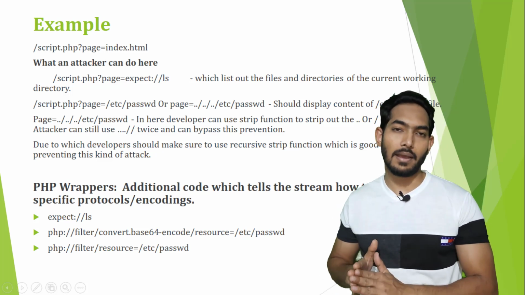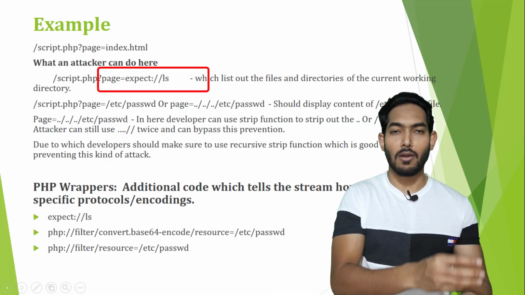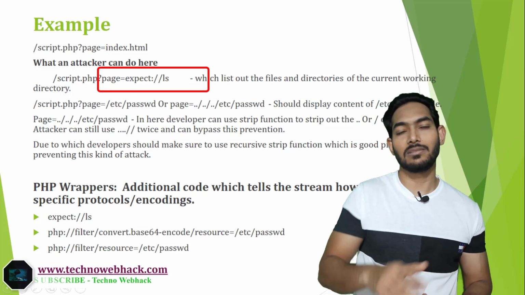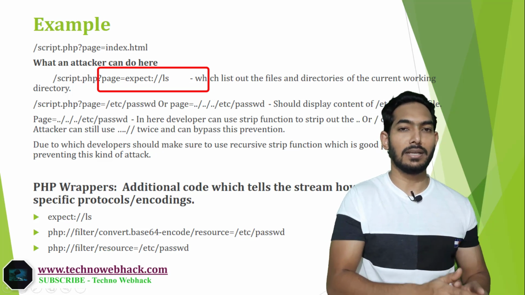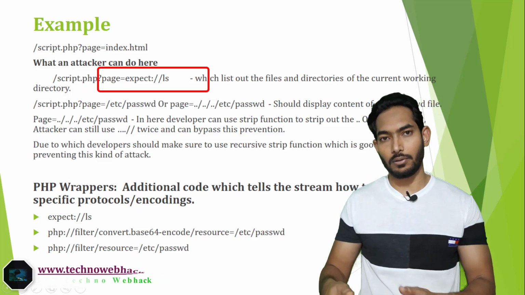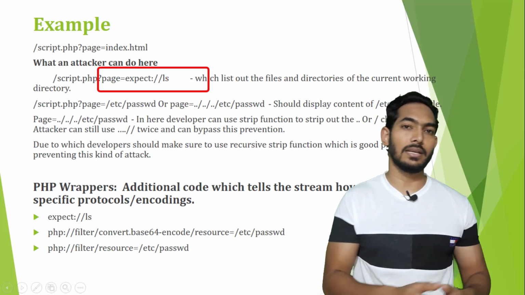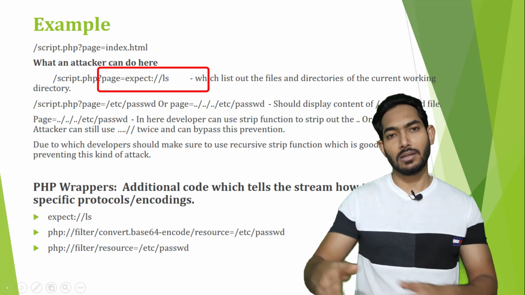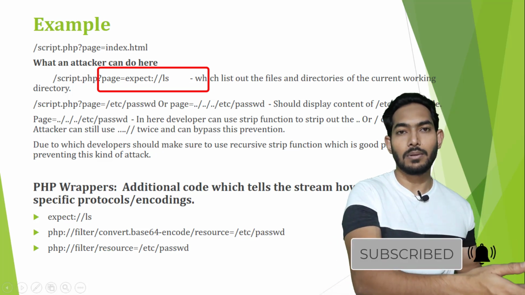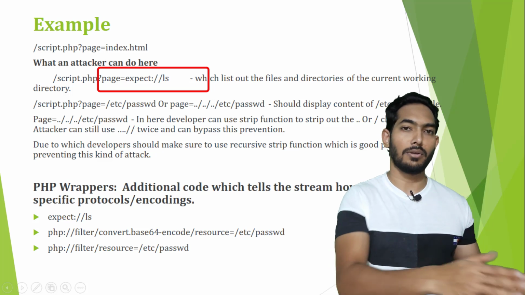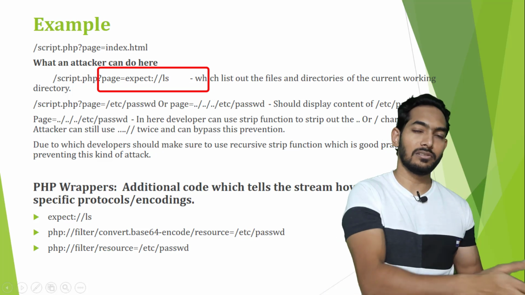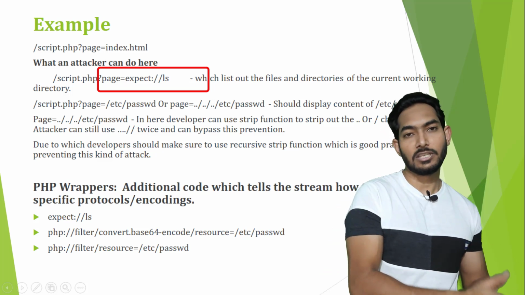So here, what can the attacker do? In the example, the page is equal to expect:, and he can then try to execute any command over there, right? Let's say he wants to see what files are there, he can do ls, or he can even run other sensitive commands as well. Sometimes a web application allows an attacker or any user to make a request to this kind of command by using wrappers, right? They call them PHP wrappers, right?